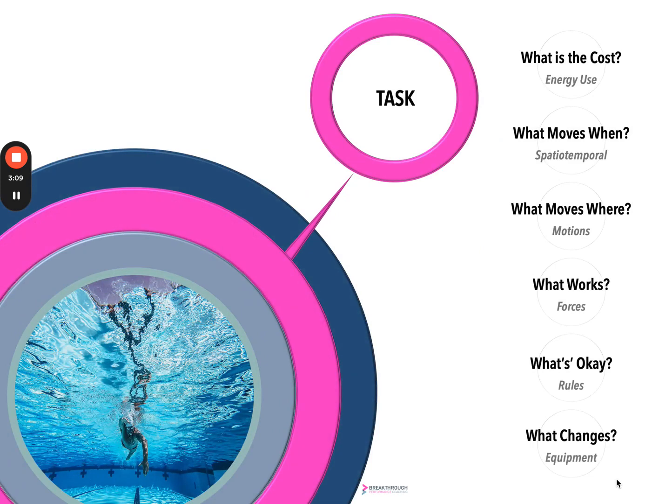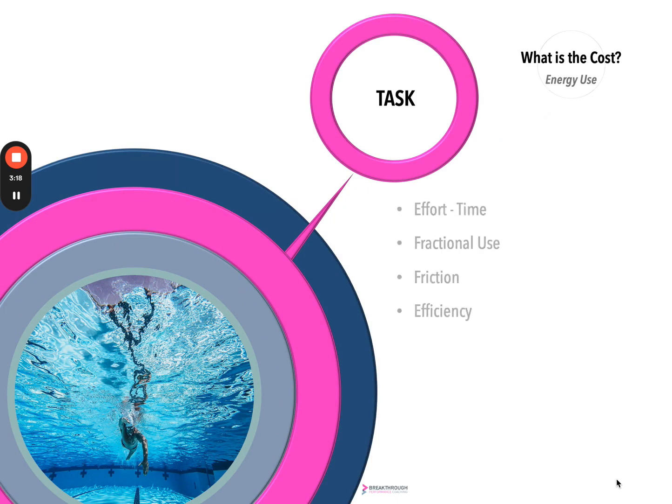The task constraints really dive us into things like energy use and relative timings and motions and forces. And let's look at each one of these. Energy cost comes down to effort over time, right? What percentage of someone's capacity is being used to move forward? How much is necessary to overcome friction? And how much of the work that they do actually goes to forward movement, their efficiency?